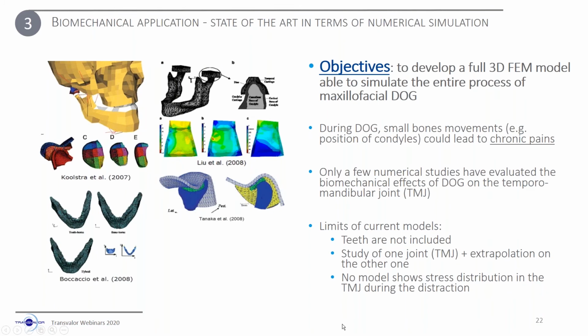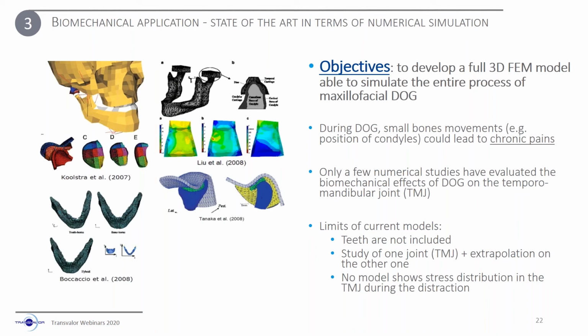Let's have a look now at how this has been applied to biomechanical simulation. The objective is to develop a full 3D finite element model in order to simulate the entire process of the DOJ, distraction osteogenesis. It happens that in practice, during this operation, some chronic pains have been felt by the patients, and this was probably due to some small bone movements. So the objective of the study is to evaluate the biomechanical effects of the surgery on the TMJ, which is the temporomandibular joint.